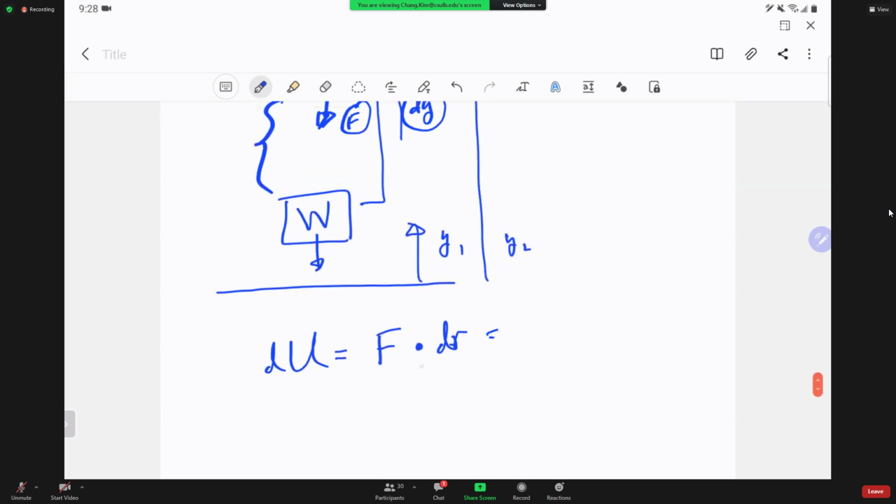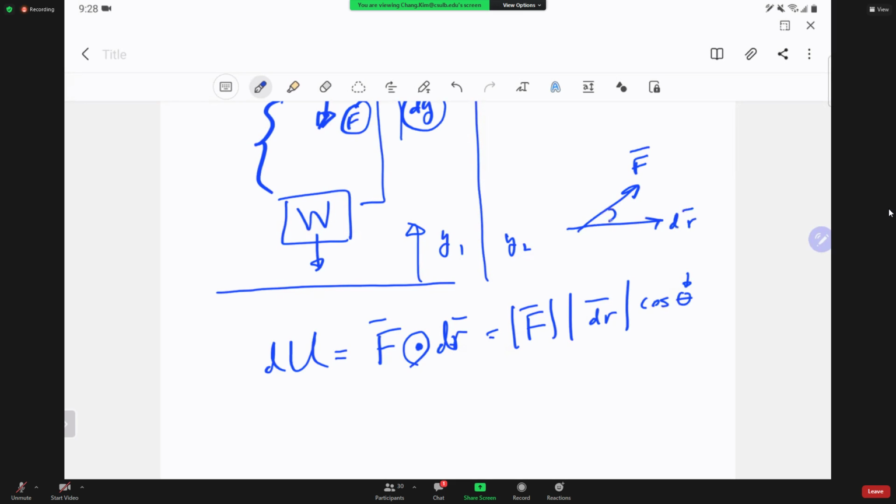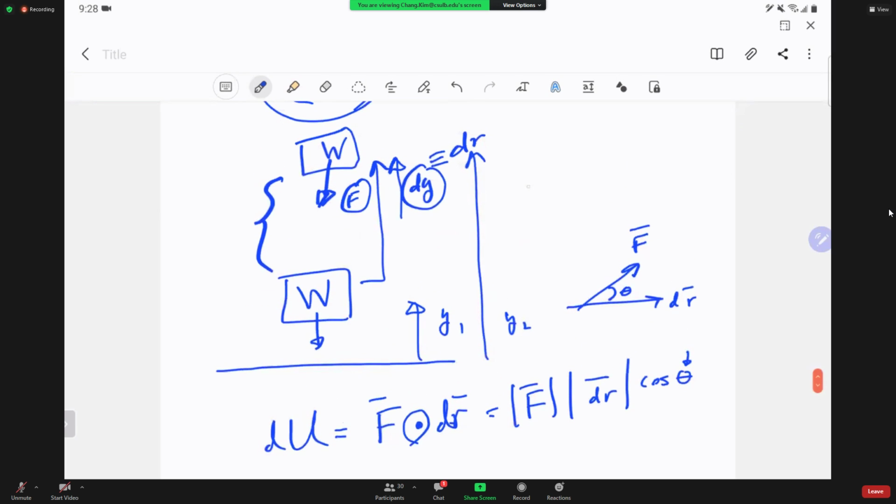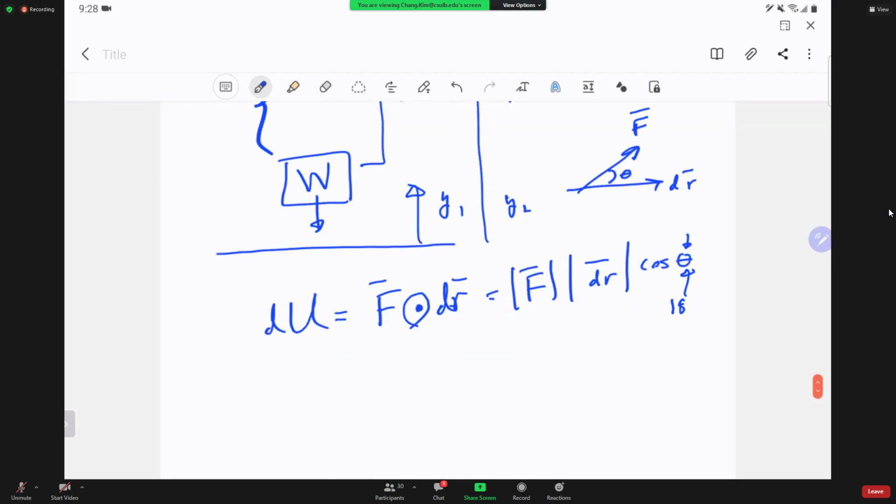And this is a dot product, which means the magnitude of force and the magnitude of the travel distance, times cosine of theta. What is this theta? That's between the force and the dr. Okay, but when you look here, force is in this direction and your dr, in this case dy, so that is almost 180 degrees. So I'm going to put that as a 180 degree.